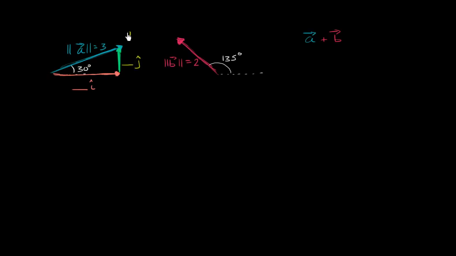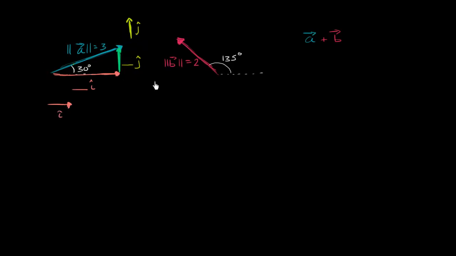The unit vector in the vertical direction might look something like that. Or let's see, if this is 3, then actually it would look something like that. So that's what the j unit vector looks like, and this is what the i unit vector would look like. So this is a scaled up version of it. It's something times i, and this is something times j.